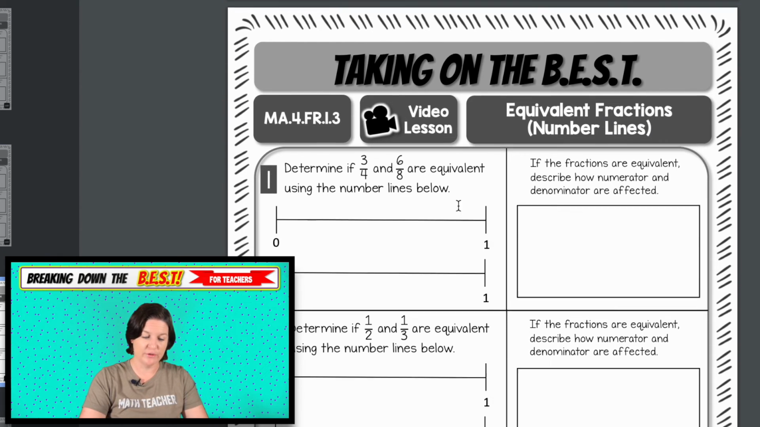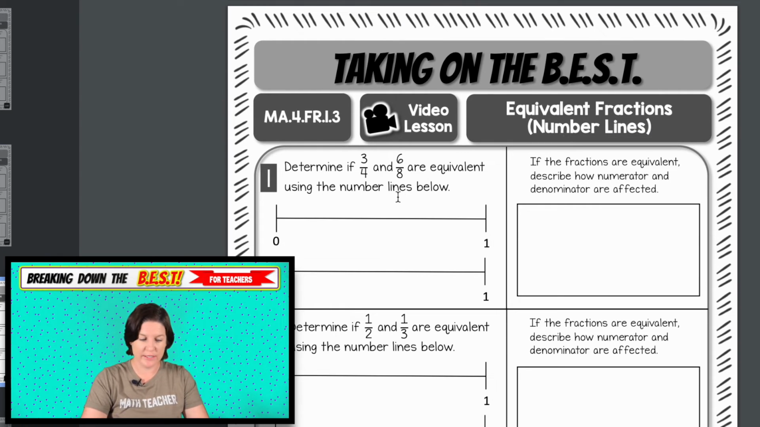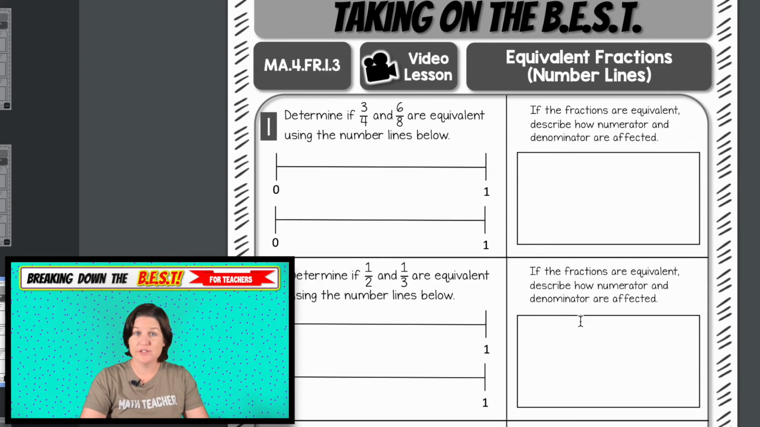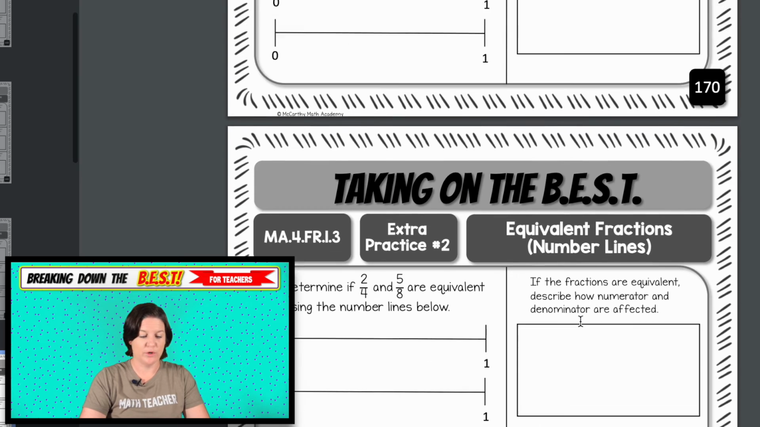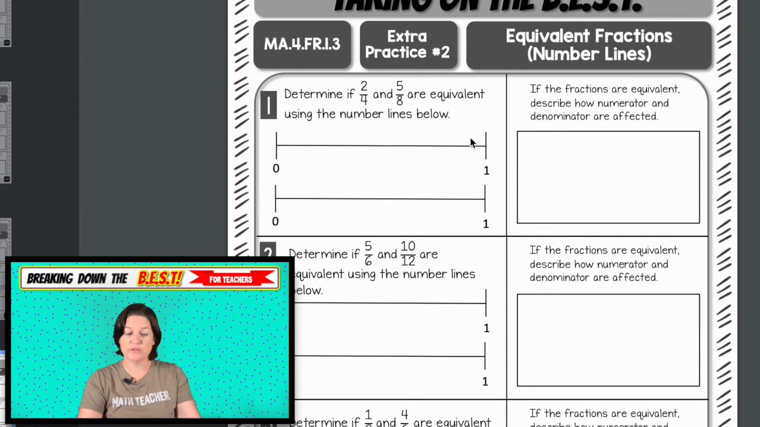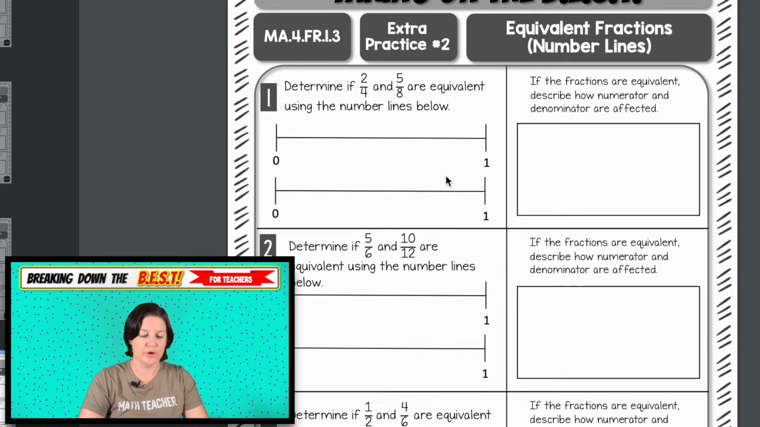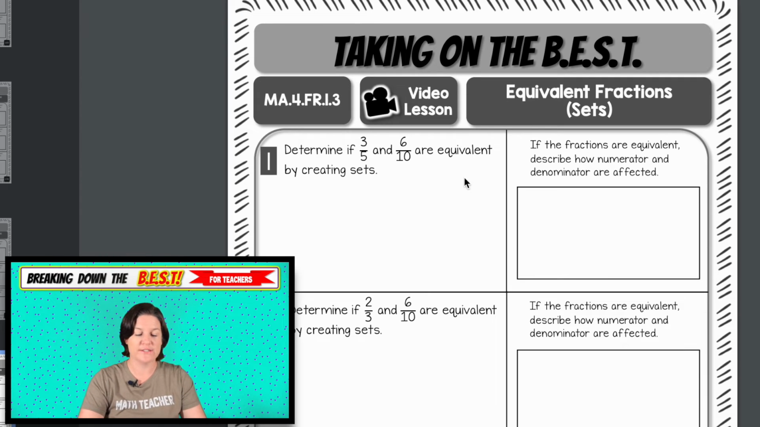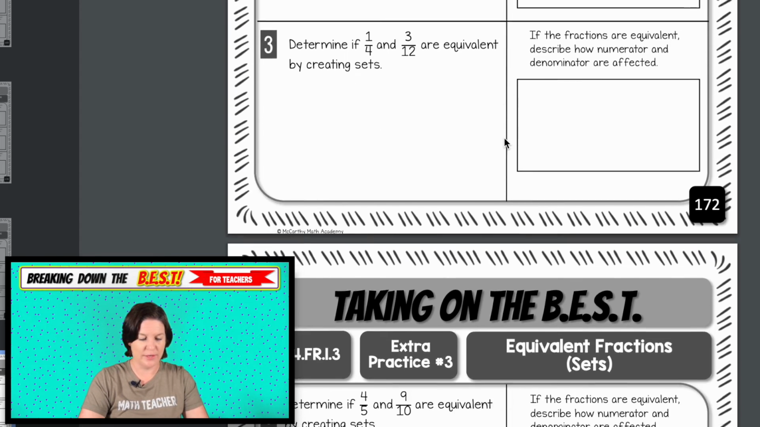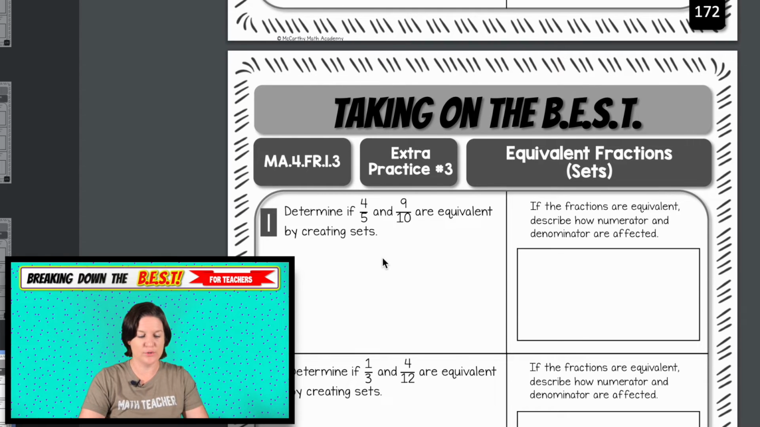Then we've got the next video lesson, modeling on a number line. So the same kind of thing, take 2 fractions, showing how to model it on a number line. How are the numerator and denominator affected, just like the standard said. And then we're going to the second part. Once they've watched the video lesson, it's time for extra practice. Let's see if they can use what they've learned to help them practice on their own. Then again, the next video, practicing with sets. And if you're not sure how to incorporate equivalent fractions using sets, you can take a look at that video lesson yourself to help you walk through it. Then we've got the extra practice using sets.